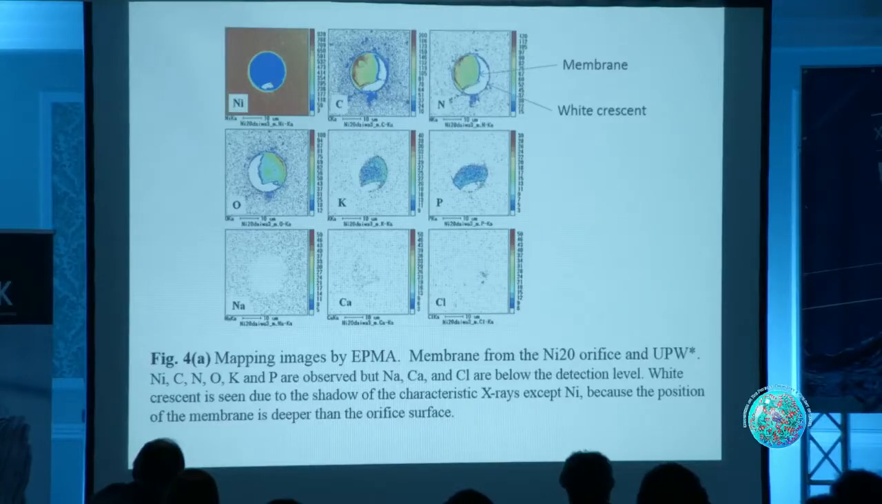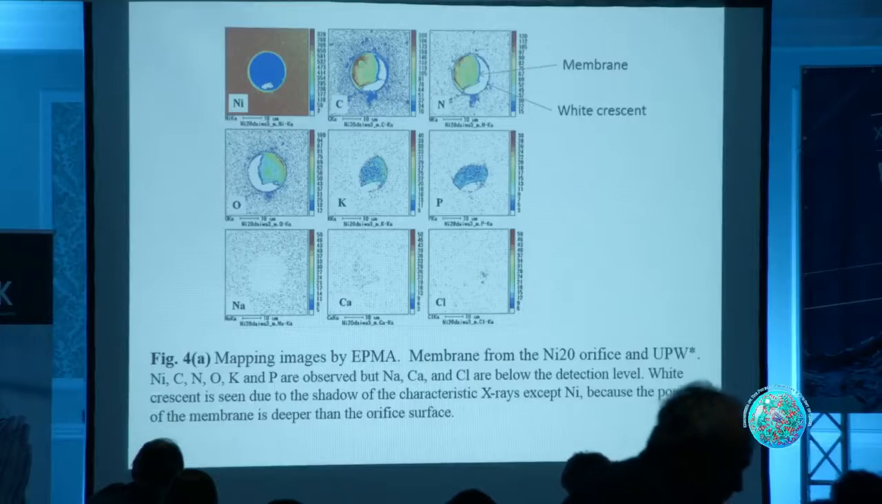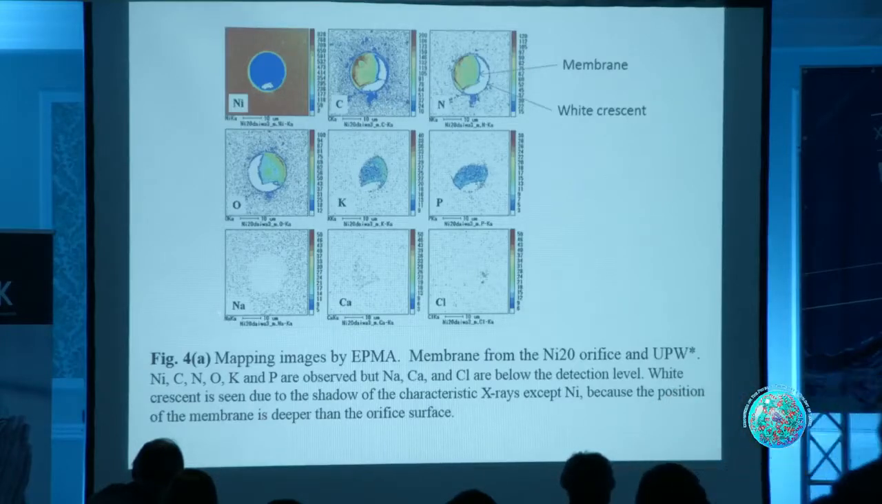A white crescent is seen due to the shadow of the characteristic X-rays except for Ni, because the position of the membrane is deeper than the orifice surface, as shown in the next slide.